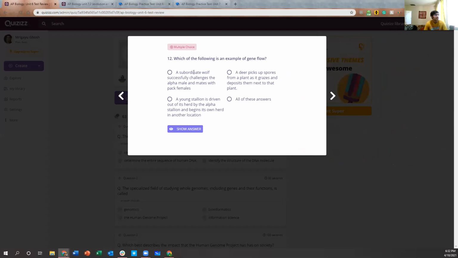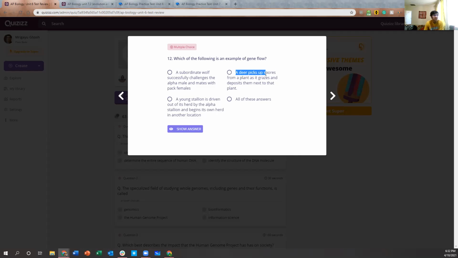So let's see. A subordinate wolf successfully challenges the alpha male and mates with pack females. That looks like sexual selection more than gene flow. The young stallion is driven out of the herd by the alpha stallion and begins its own herd in another location. That's actually the founder effect, so I would say that's genetic drift, probably. Probably not gene flow. I think this one makes more sense.